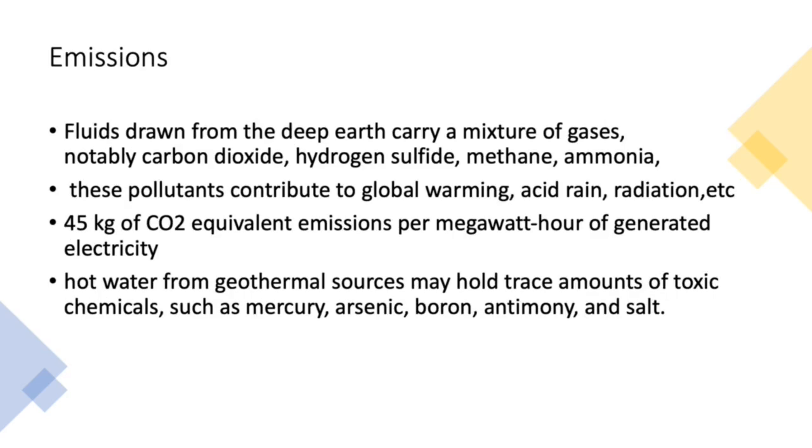Coming to the greenhouse gas emissions, fluids drawn from the deep earth carry a mixture of gases, notably CO2, H2S, methane, and ammonia. These pollutants contribute to global warming, acid rain, etc. Around 45 kg of CO2 equivalent per megawatt hour of emissions is generated. Hot water from geothermal sources may also hold trace amounts of toxic chemicals like heavy metals including mercury, arsenic, and boron, antimony, and salt.